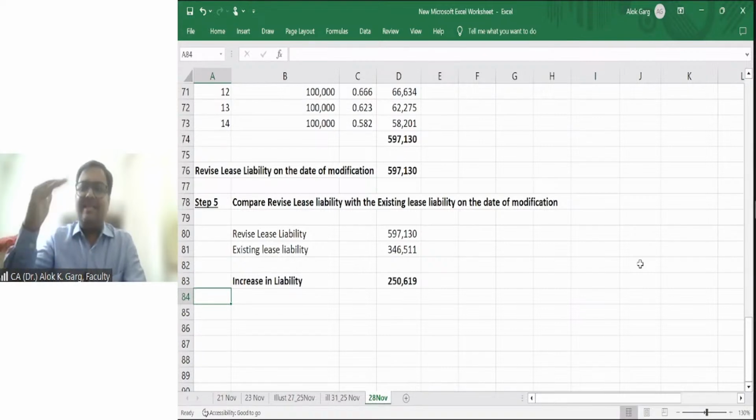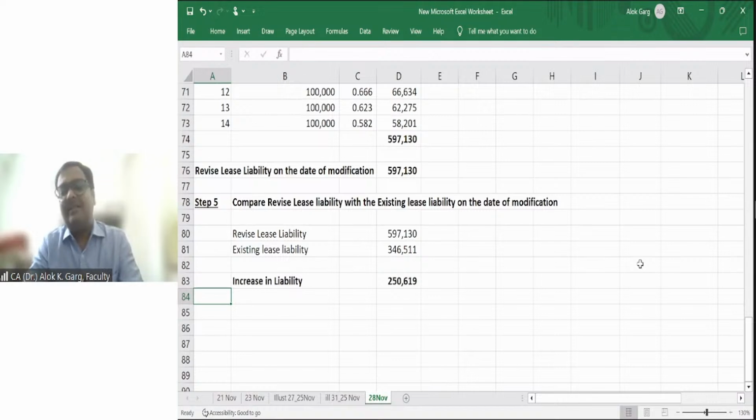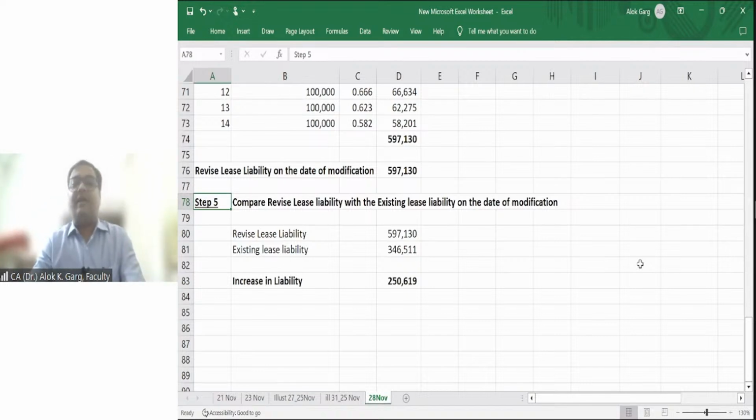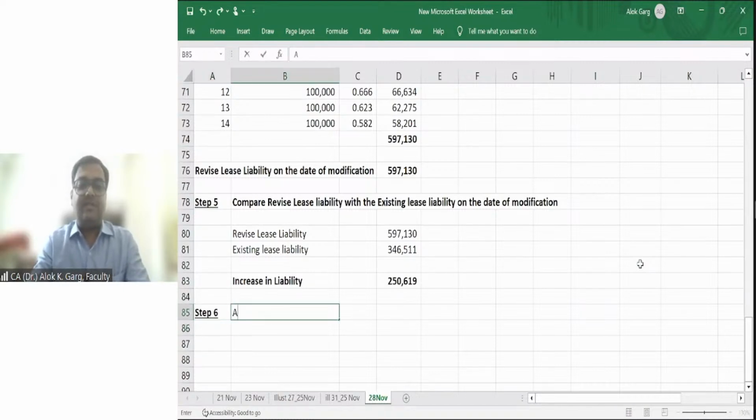Whenever there is an increase in lease term, you have to remeasure the lease liability, and whatever the impact is, you have to adjust this increase with the ROU asset, right? With the ROU asset. Okay. In this case, what will be your accounting? I can say step number 6: adjust ROU asset with change in lease liability.